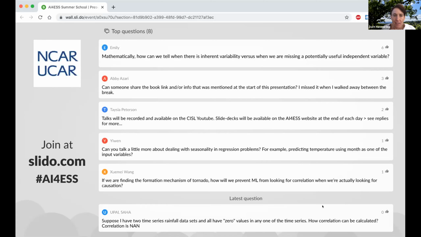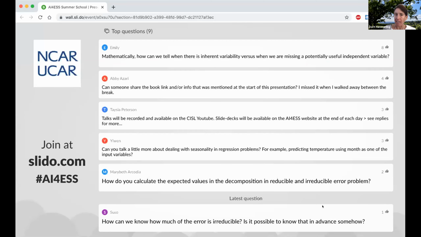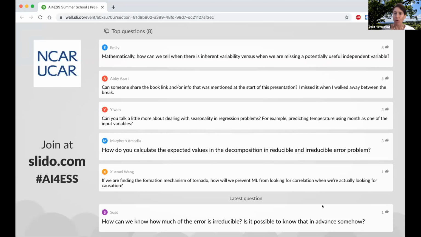So Emily asks, how do we differentiate inherent variability from when we are missing a potentially useful input variable? That's a really good question. We don't know this for sure, but one way to tackle it is you try to get your hands on every possible input variable and you perform variable selection techniques. In variable selection, you basically look at whether my model gets better if I include more variables, while accounting for the fact that you just have more variables.